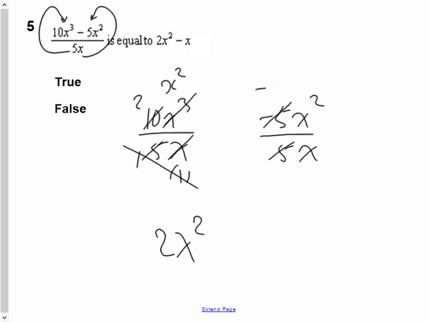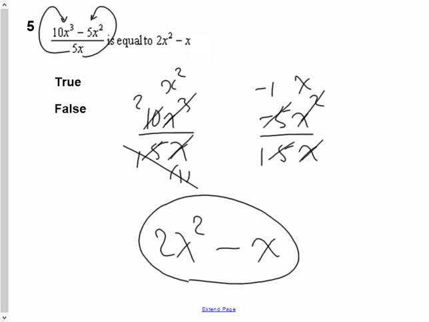-5 over 5 is -1 over 1. X squared over x will just be an x. So again, we have that -1x, or -x, and it becomes a binomial. So therefore, the answer is true.